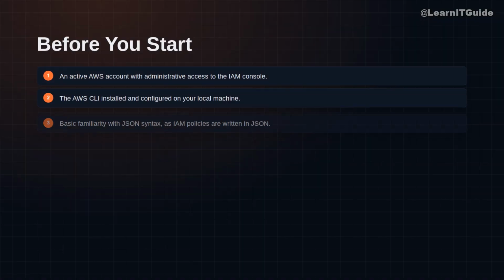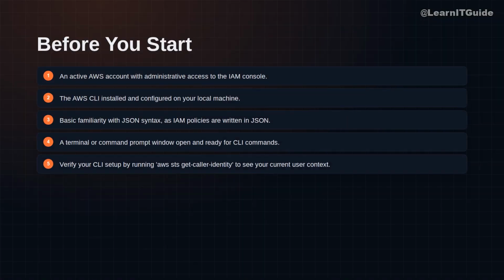Before we get into the code, you need a few things. You need an active AWS account with admin access and the AWS CLI installed on your local machine. If you are on Windows, press the Windows key, type cmd, and hit enter. On Linux or macOS, just use your standard terminal. Verify your setup by running the command shown on screen. If you see your IAM user details, you are ready to go. Make sure to review each point shown on screen carefully.